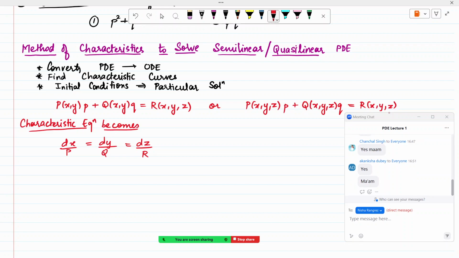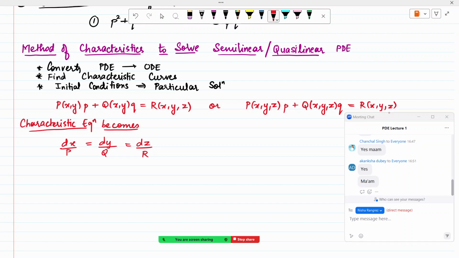First thing you need to remember is the method of characteristics can be applied only and only to semilinear or quasi-linear equations. The first form which I have written is the semilinear, the second is the quasi-linear. Both cases have P, Q, R. The characteristic equation is given by dx by P, dy by Q, and dz by R.